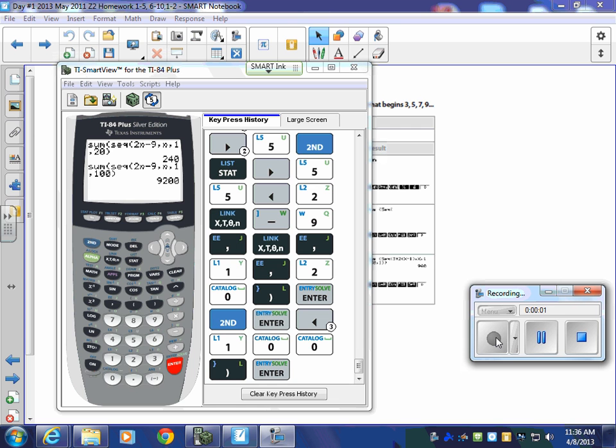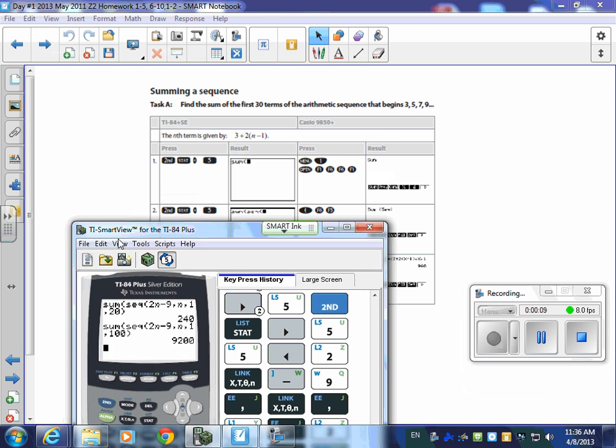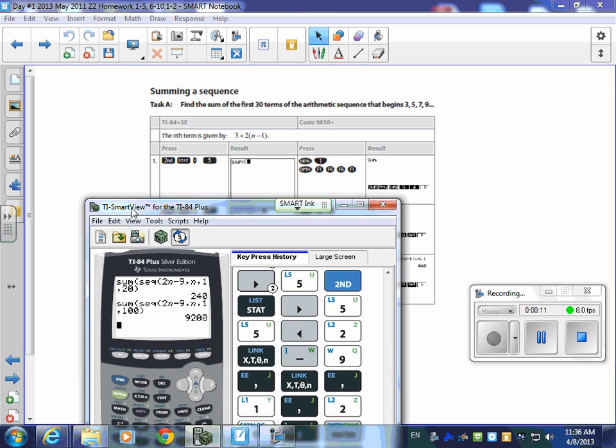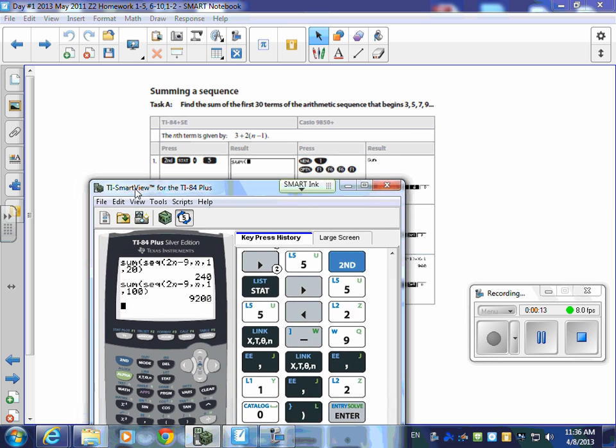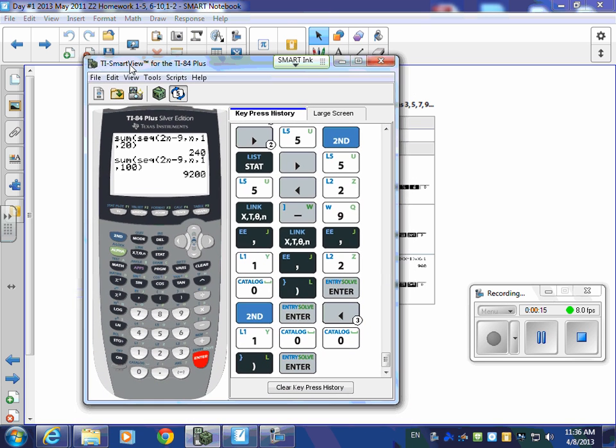Do calculator part 2. I did a sequence sum, and you can read about it on the screen here. With the calculator, I put it in sequence mode first. Then I wanted to add up the first 20 terms of 2n minus 9. I found the sum by going 2nd stat, math, and then 2nd stat, operations.